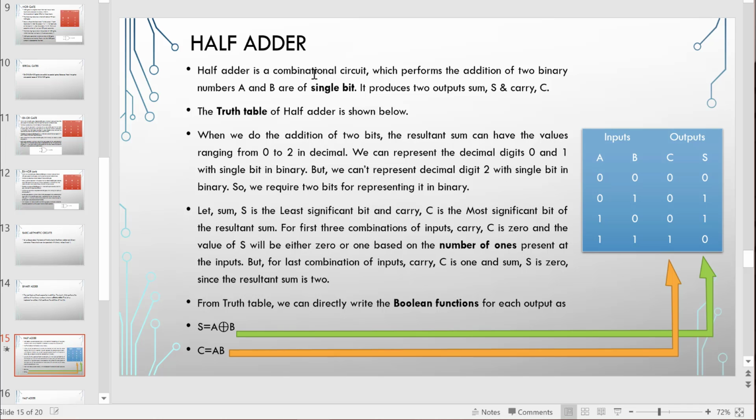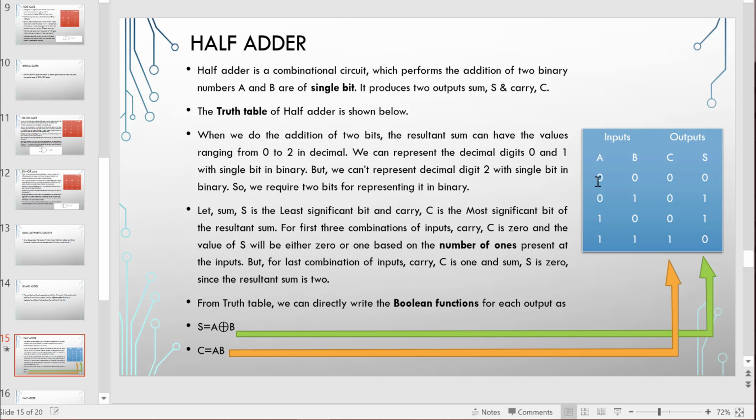So a half adder is a combinational circuit which performs the addition of 2 binary numbers A and B, which are single bits. It produces two outputs, sum S and carry C. First, we will discuss the truth table, right? So A and B have the possible values of zeros and ones: 0, 0 first, then 0, 1, then 1, 0 and 1, 1. We have C carry in the output and S in the output as well. S is the least significant bit and C is the most significant bit.